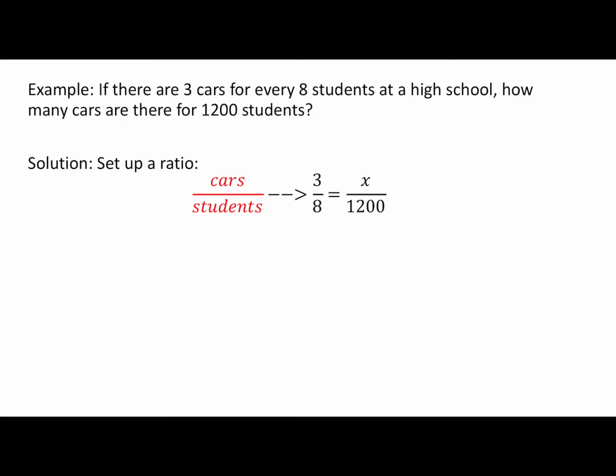So I know there are 3 cars for every 8 students. So my first ratio is 3 to 8. And that's got to be equal to the ratio x over 1,200, where x is the number of cars for 1,200 students. And now I just solve this equation. So that means that 3 times 1,200 must be equal to 8x. 3 times 1,200 is 3,600 equals 8x. And I'll let you do that long division. What you should get here is 450 cars.